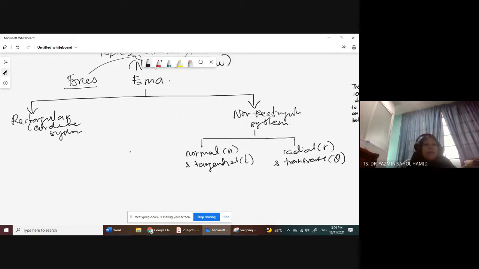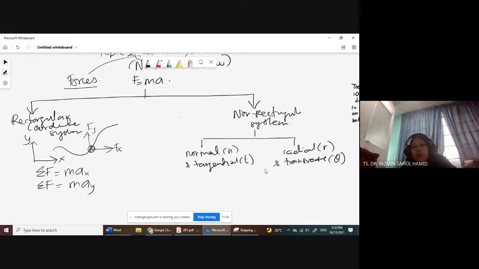If it is the rectangular coordinate system, you solve it using the x and y components. So you will have summation forces equals to MAX, and then summation forces equals to MAY. So you have a particle like that, and you resolve it according to components, Fx and then Fy.